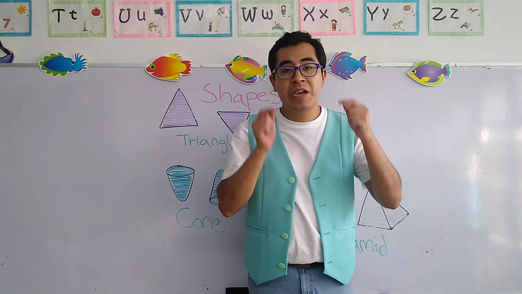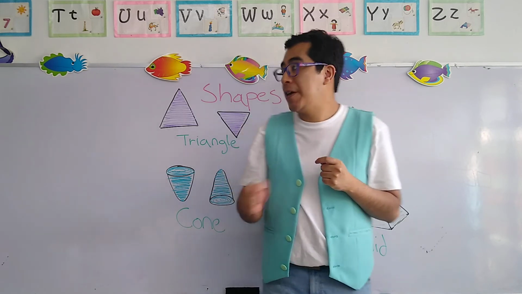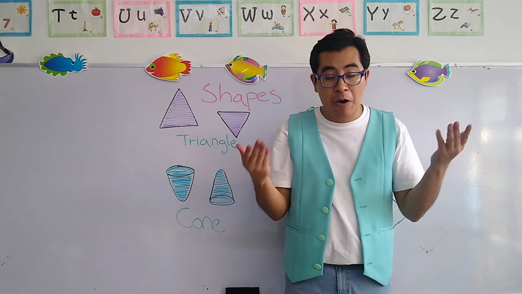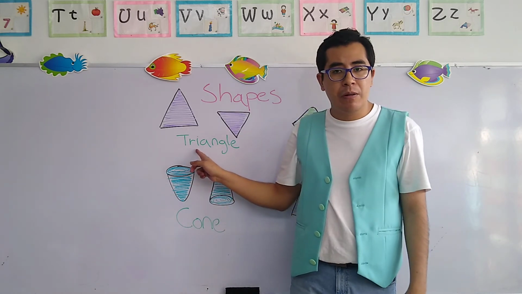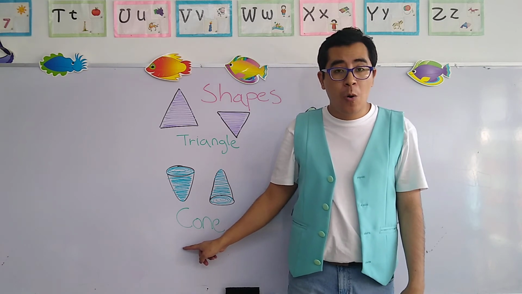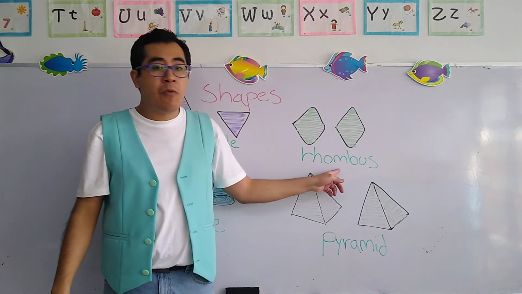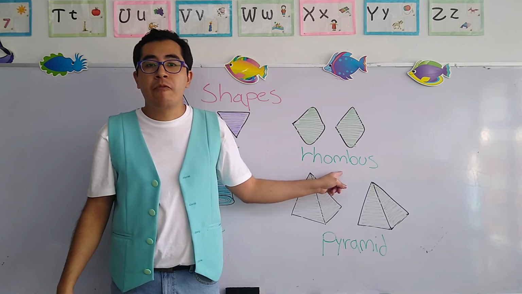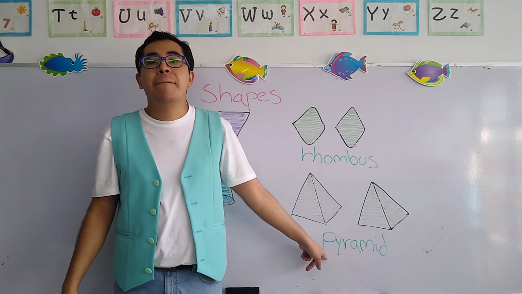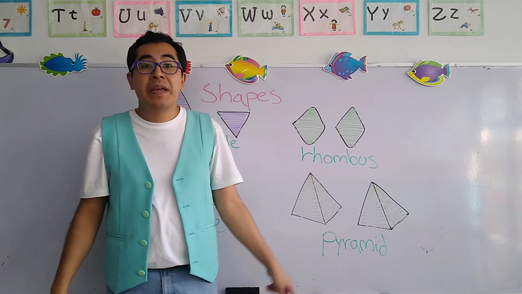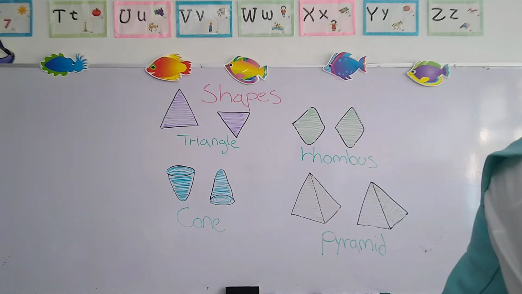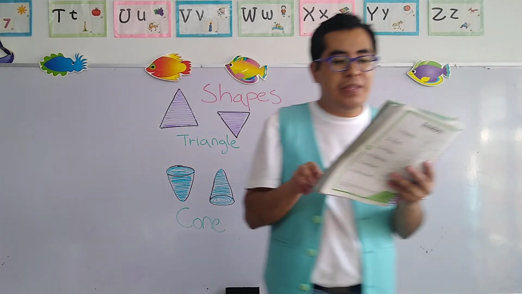Very good. So for this, my children, please repeat after me. Triangle. One more time, a little bit louder with energy. Triangle. Cone. Rhombus. Pyramid. Very good. Now, these geometric shapes are part of your teddy book and are part of today's activities.